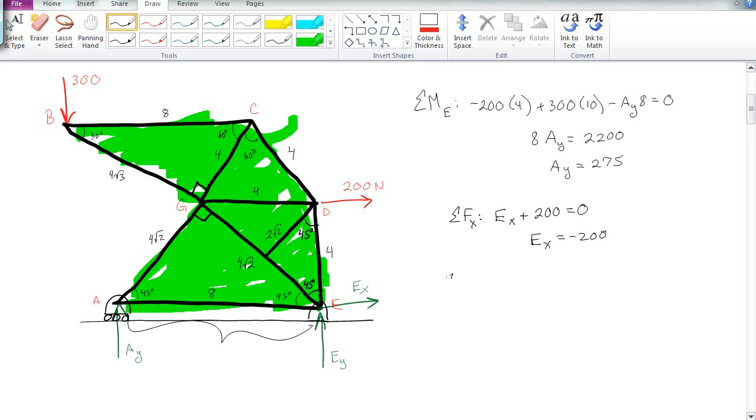Beautiful. And then I have the sum of the forces in the y direction. The sum of the forces in the y are AY, EY, and minus 300, that has to equal 0. So I have that EY is equal to 300 minus AY, or 25. Good? Good.